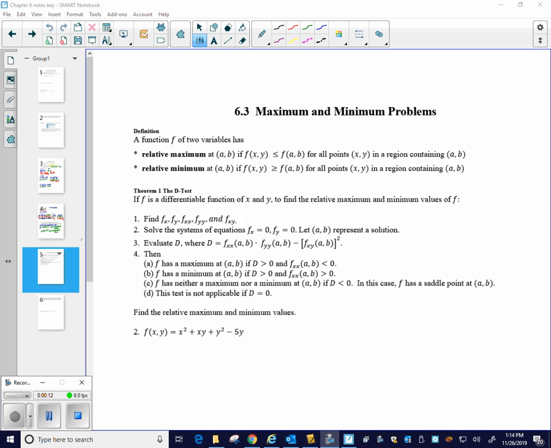Just like when we did it with functions of just x, like y equals some function of x, we could find relative maximum and minimum values by taking a derivative, finding the critical numbers, and then testing around those critical numbers. Well, the testing idea is close. It's the same general idea. We're going to find critical numbers with multiple variables. It's just going to be a little bit more algebraic work to do. And it's the same idea that we're going to take derivatives to do that.